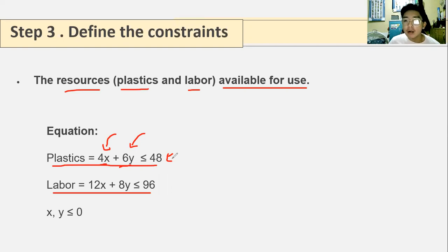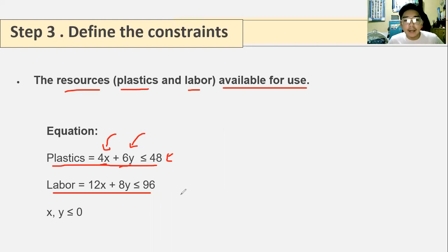Why? Simply because the company only has 48 kilograms, and producing printers that require more than 48 kilograms is not possible for them because they don't have enough plastics. So that's why it's only less than or equal. Why is it equal? Because they could actually use all of those 48 kilograms of plastics. So using the plastic for the HP printer and the Canon printer could be equal to 48 kilograms or less. Okay, so that's why we have the equation of plastics here.